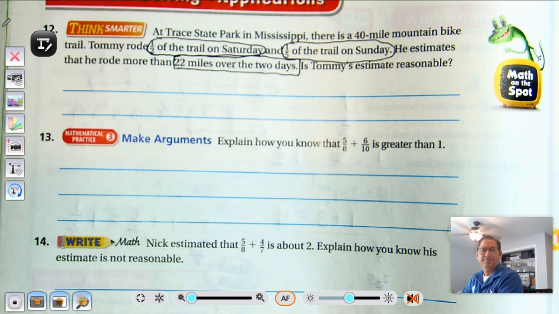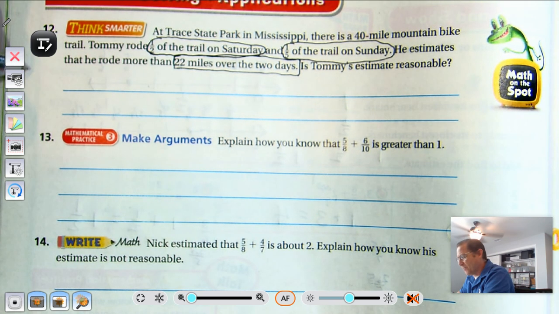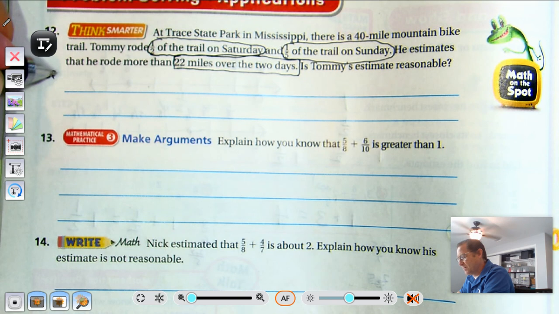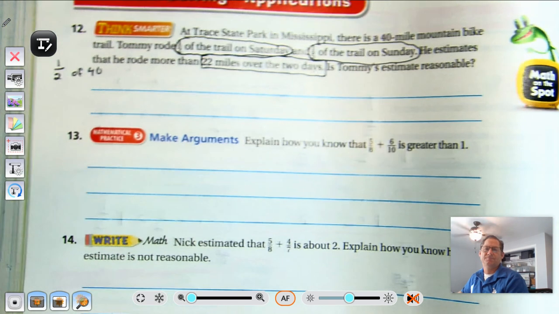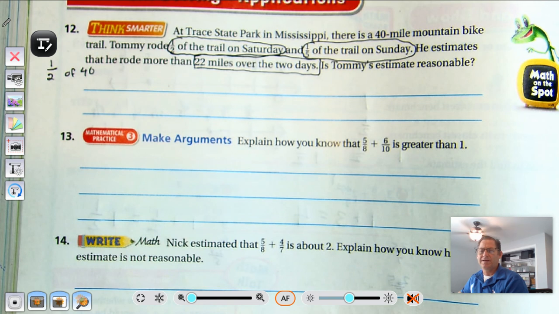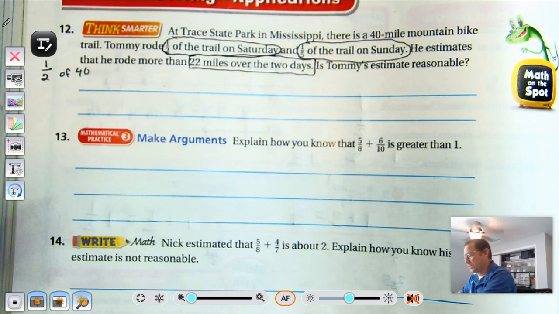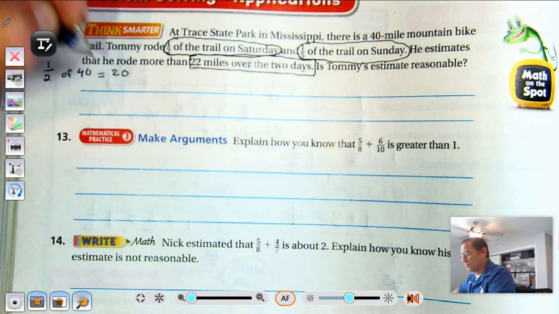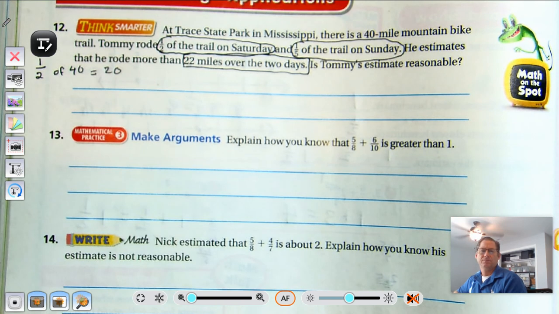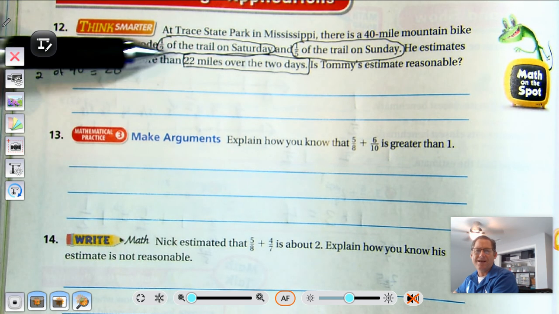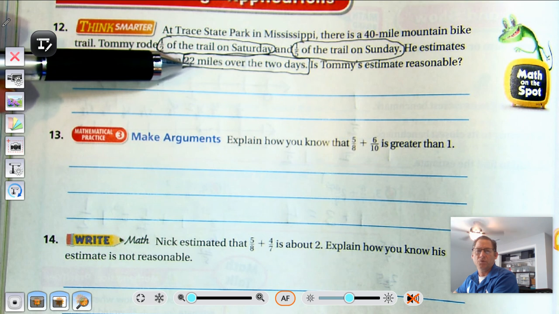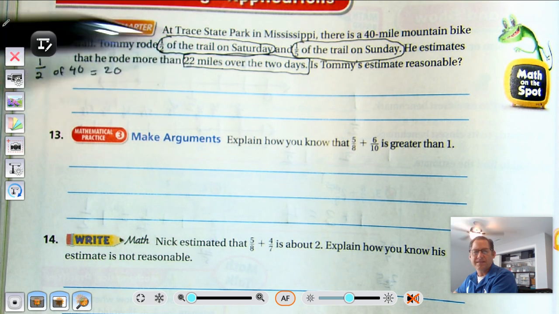Well, let's see. Half of 40. What's half of 40? Wasn't that 20? 20 plus 20 is 40, so half of 40 would be 20 miles. Well, if he rode 20 miles on Saturday, he's already got almost 22 miles. I think that's reasonable.